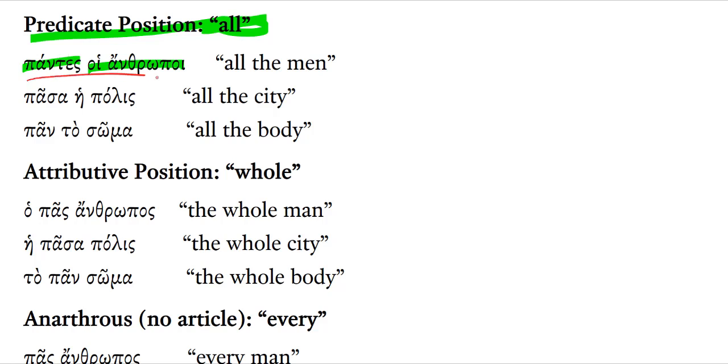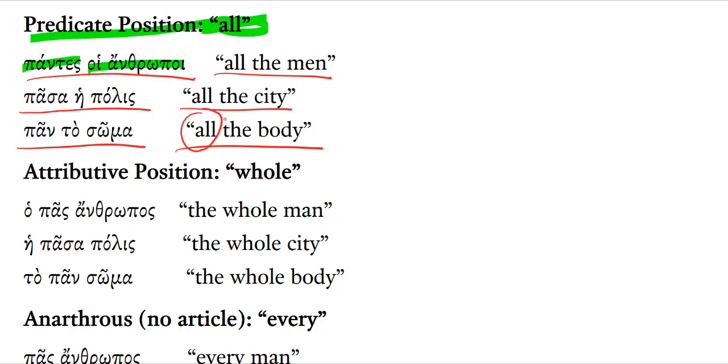So, pantes hoi anthropoi, all the men. Pasa he polis, all the city. Pan to soma, all the body. It may be helpful for you to note that word order frequently mirrors the English, right? The adjective, the article, the noun. And so maybe that will help you to remember to render that all the body, all the city, all the men, right?